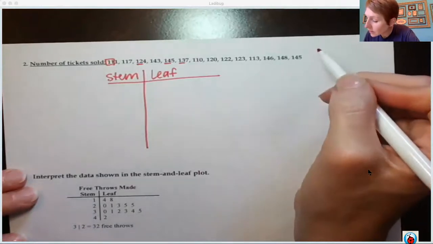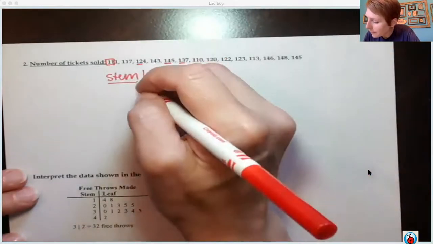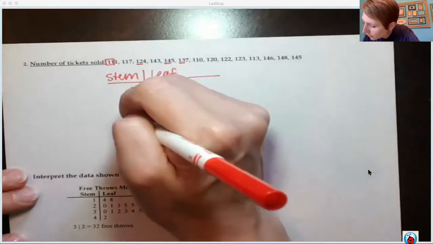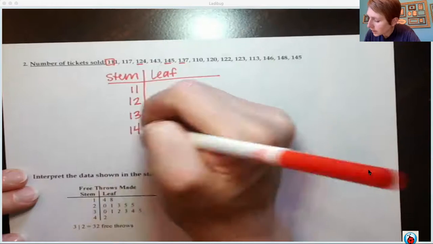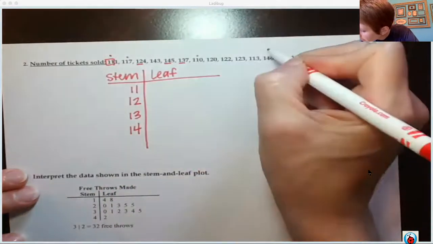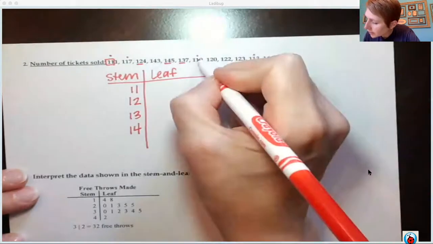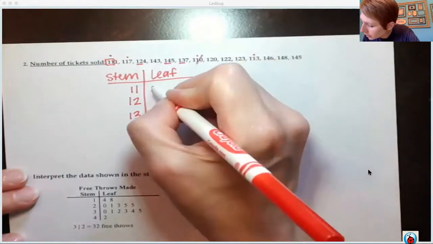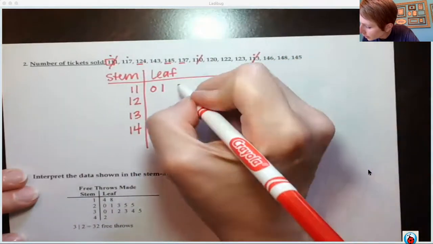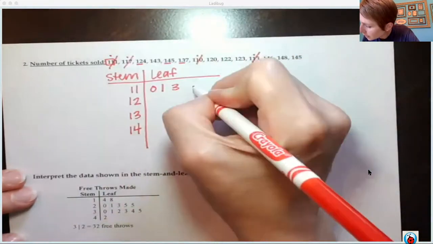So 11 is going to be my smallest stem. So 11, 12, 13, 14. So I need to go through and find all the ones that start with 1, 1. That's where I shall begin. So I have a 0, a 1, a 3, and a 7.